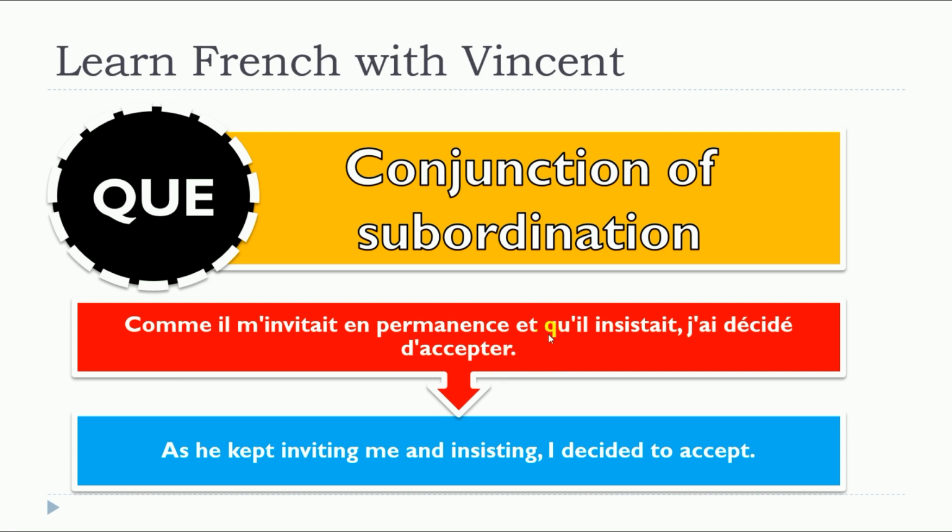In that case, as you can see, que here, the E is dropped because you have the vowel I here, but definitely que is here. Et qu'il insistait. Comme il m'invitait en permanence et qu'il insistait, j'ai décidé d'accepter.